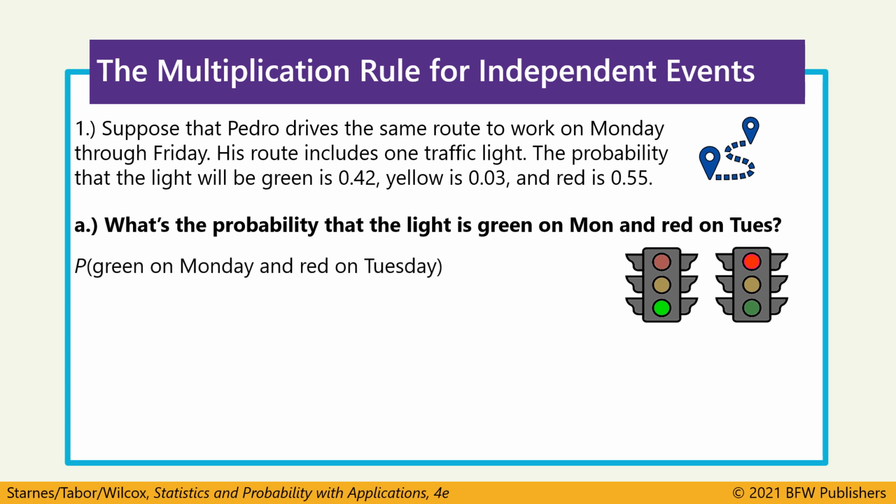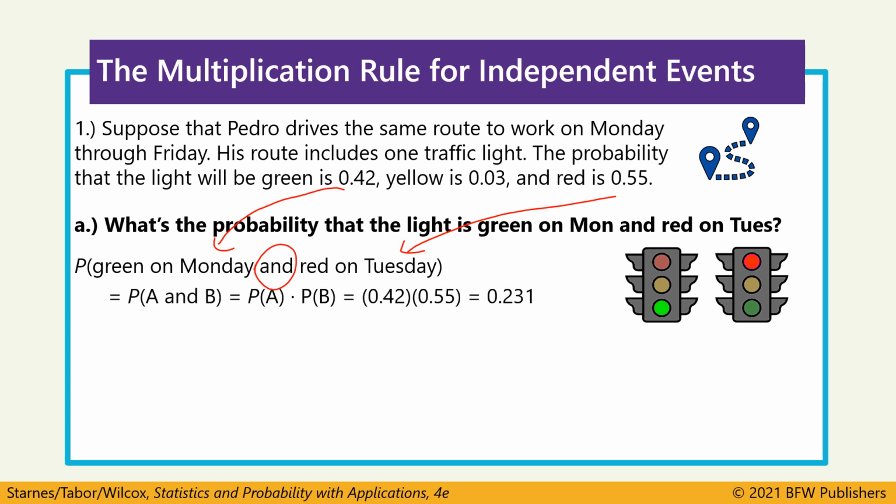So in probability notation, we'd write it like this. And indicates that we're going to be multiplying two probabilities. There's a 42% chance that it's green on Monday, a 55% chance that it's red on Tuesday, and these probabilities are independent, meaning it doesn't matter if it's green on Monday. That's not changing the probability that the light is red on Tuesday. So we can just multiply those and we get 0.231.